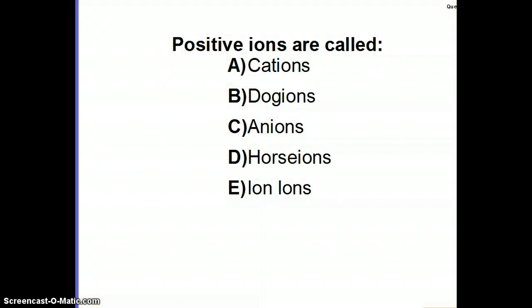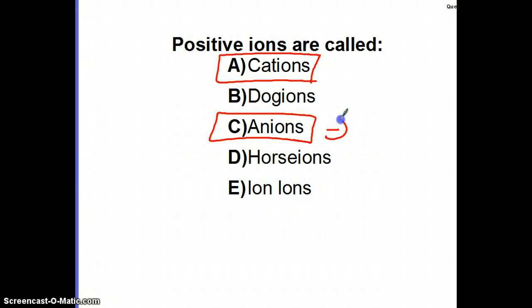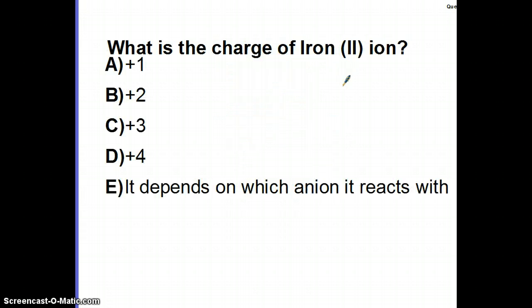So, first question, positive ions are called, and those are called cations. Negative ions are called anions. So this is all of our negatives, this is all of our positives. Next question, what is the charge on the iron 2 ion?